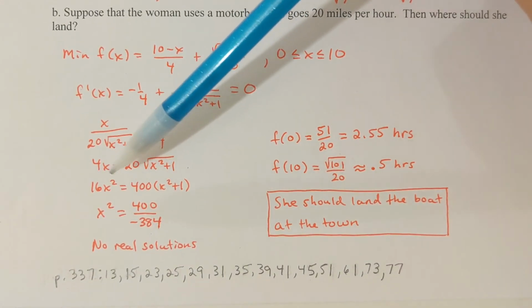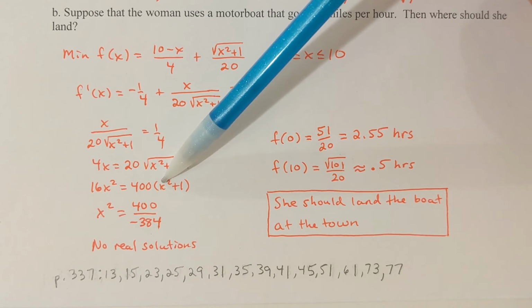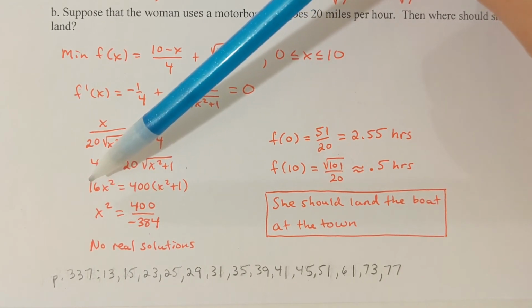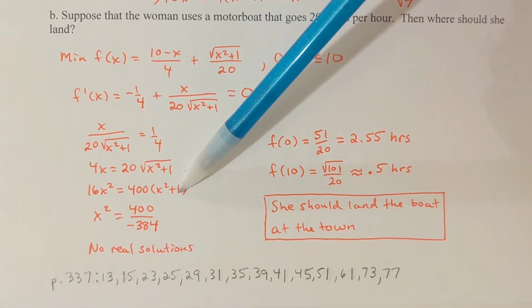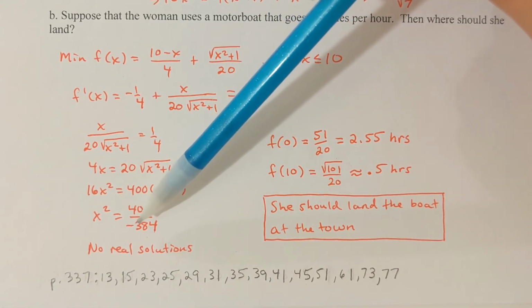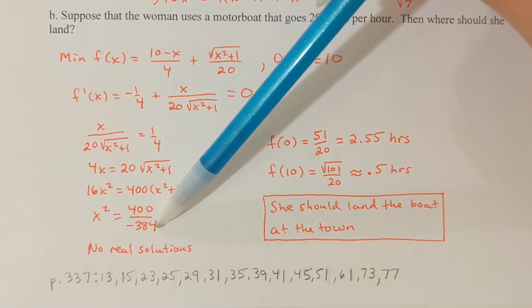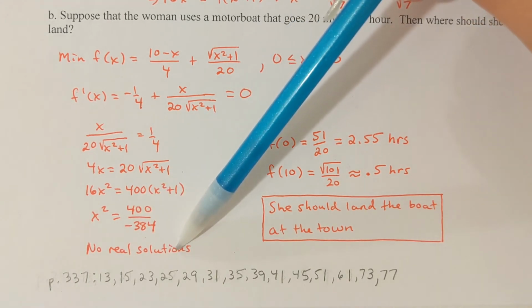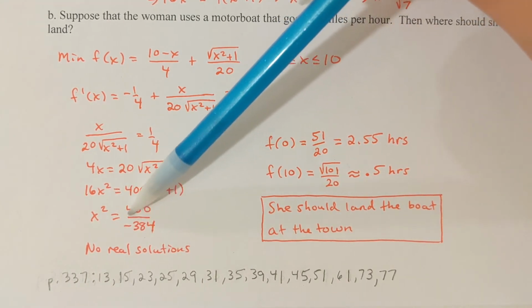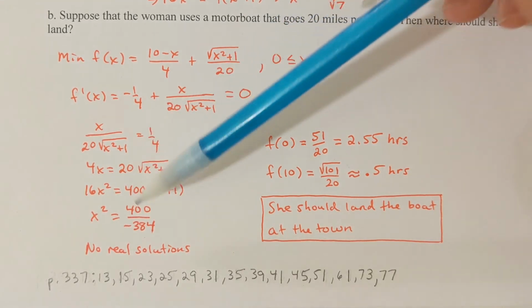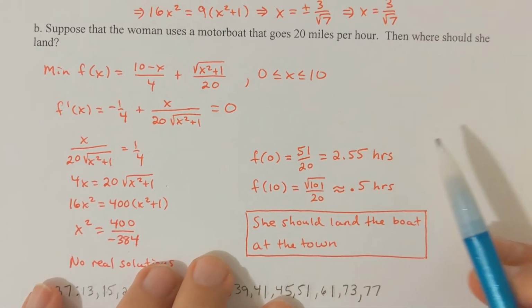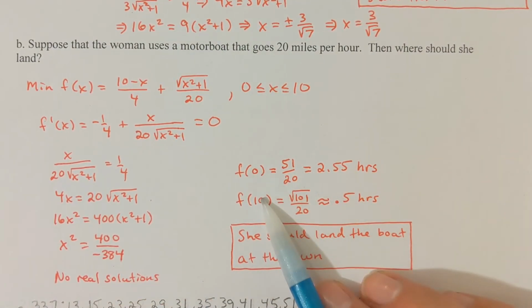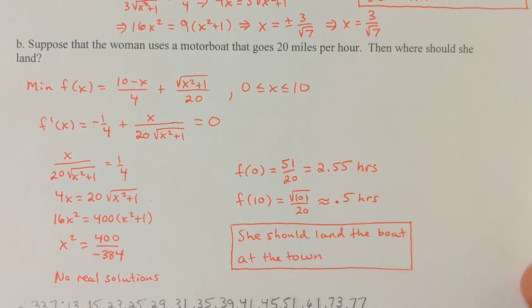And 16x squared minus 400x squared would be negative 384x squared equals 400. If you divide both sides by negative 384, then x squared would be 400 over negative 384. Now, there's no real solutions to that equation, right? When you square a number, you'll never get a negative. So, there are no critical values on this interval, which means that all we need to do now is plug in the two endpoints and see which one is going to be the smallest output.